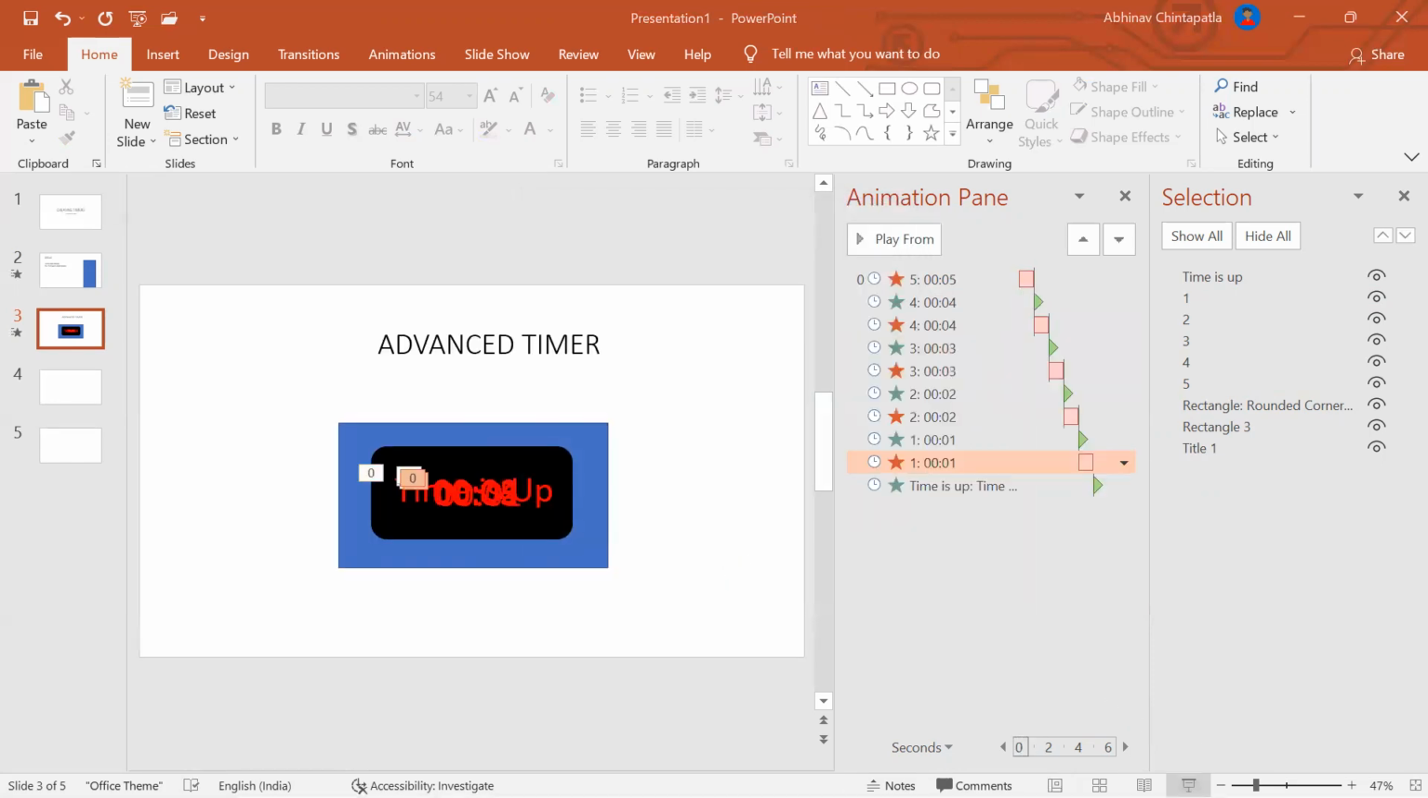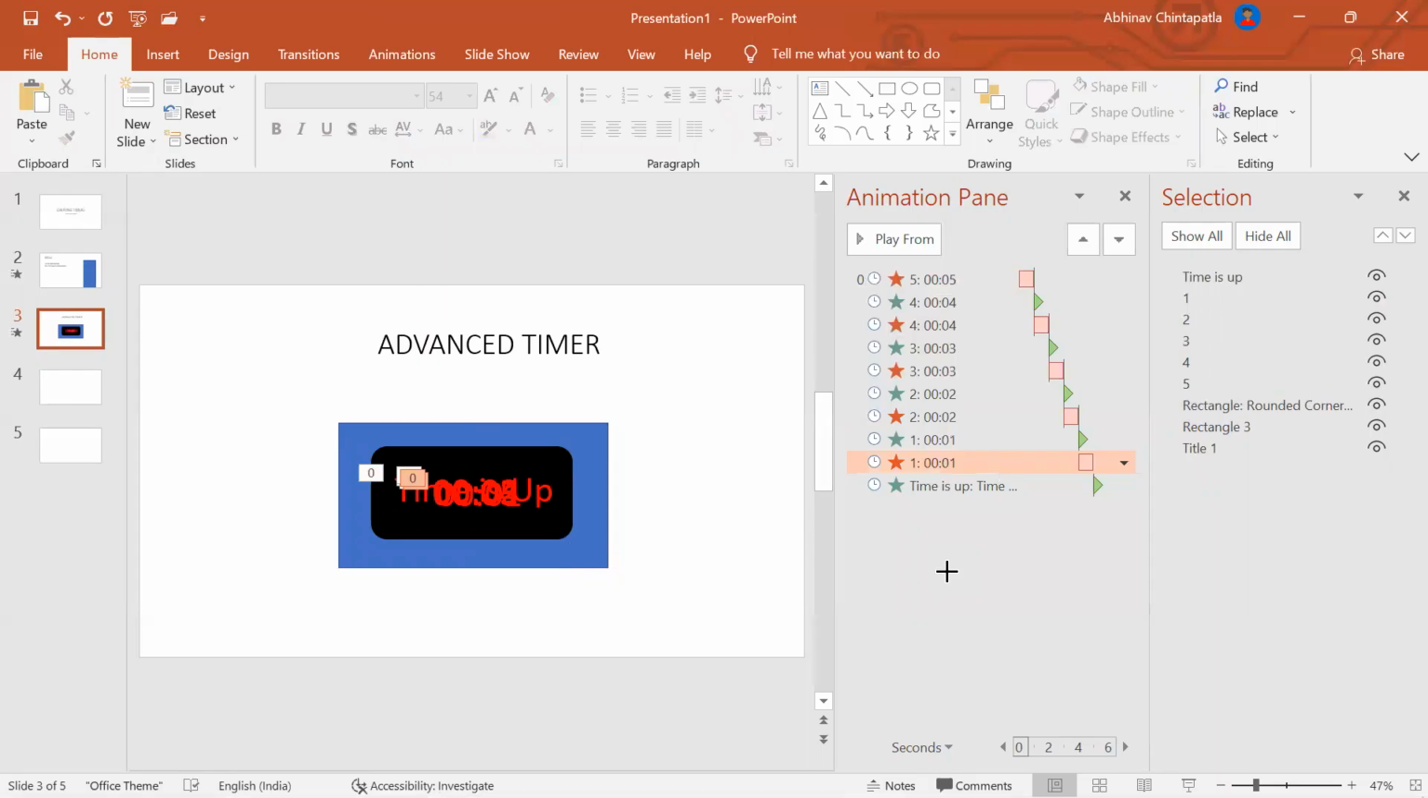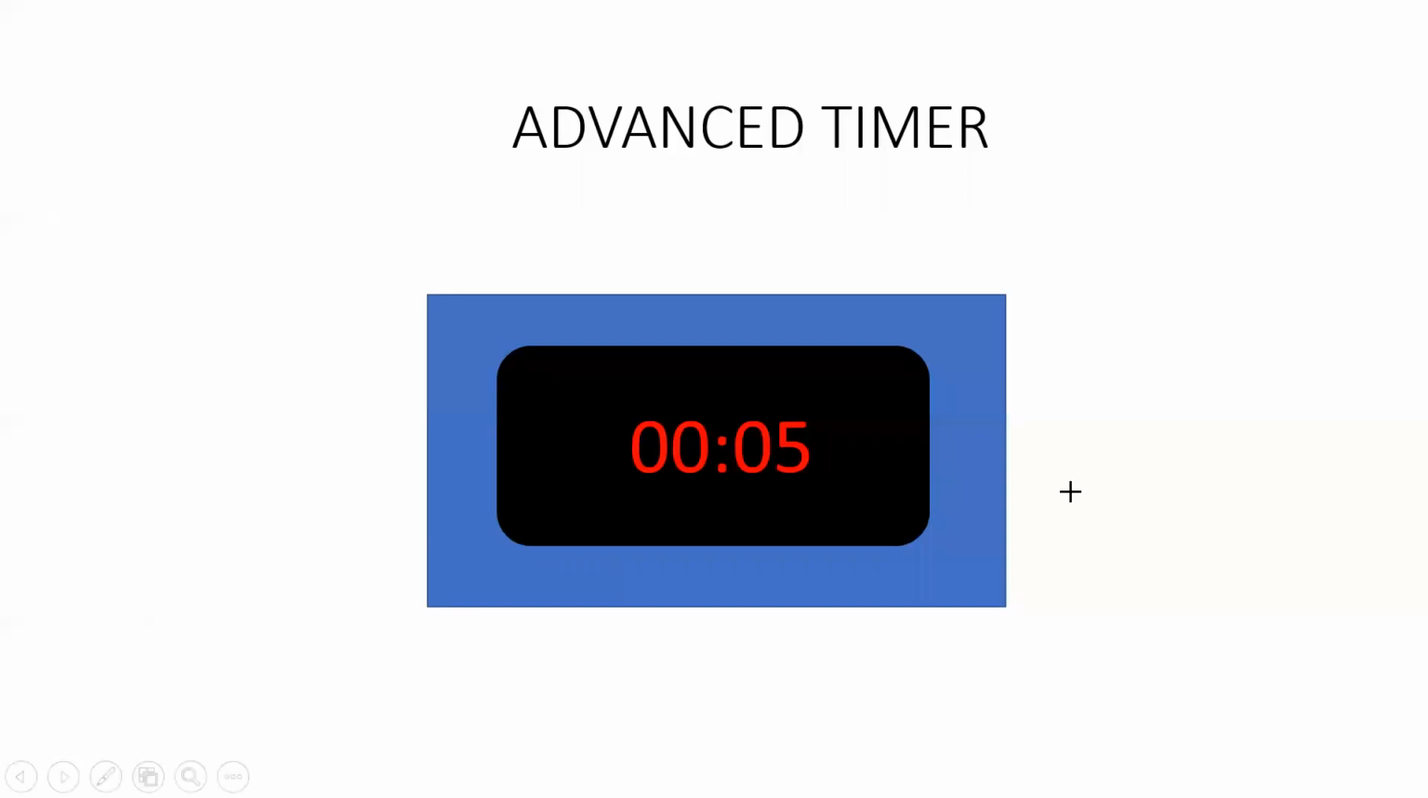Okay. So now let's test it. 5, 4, 3, 2, 1. Time is up. This one can be with start on click. So whenever we click, the timer will kick off. So I've clicked. 5, 4, 3, 2, 1. Right? And let me kick it off. 5, 4, 3, 2, 1.